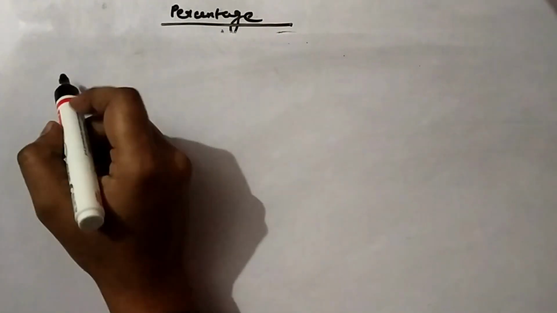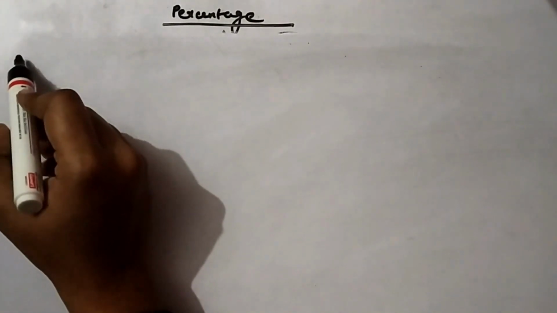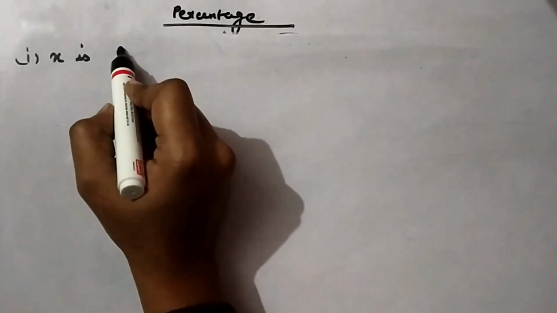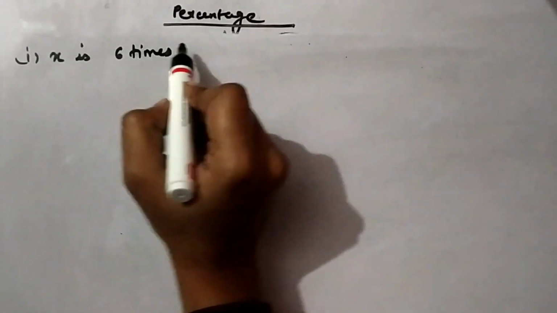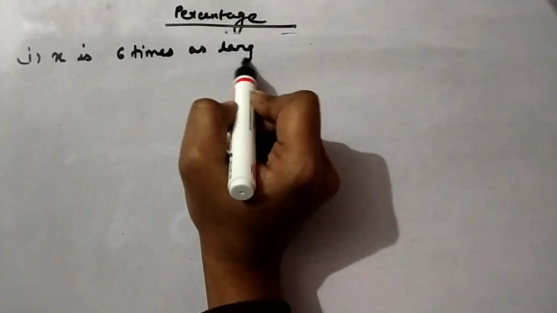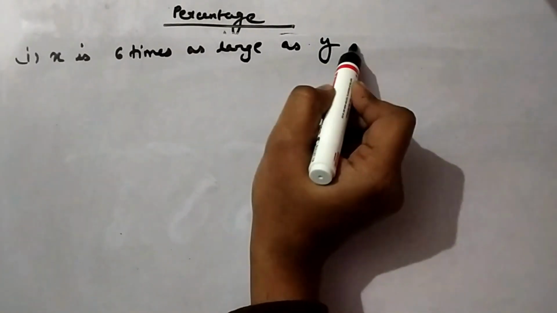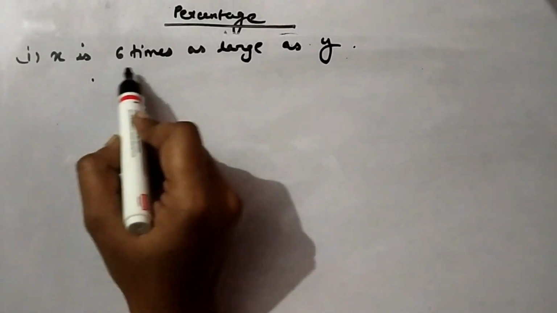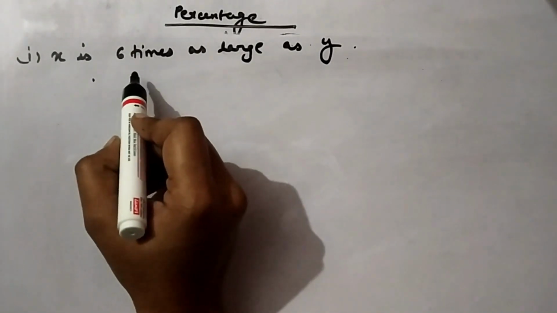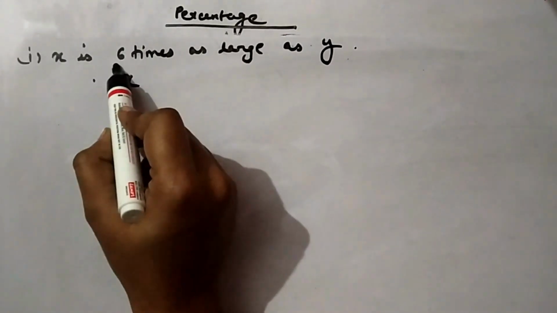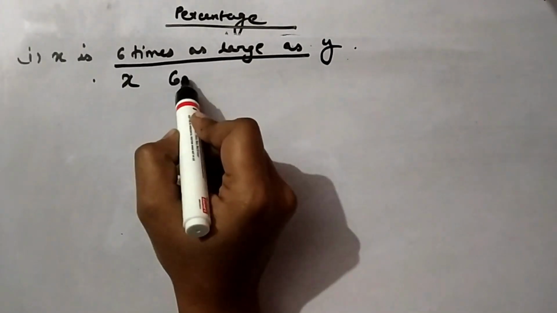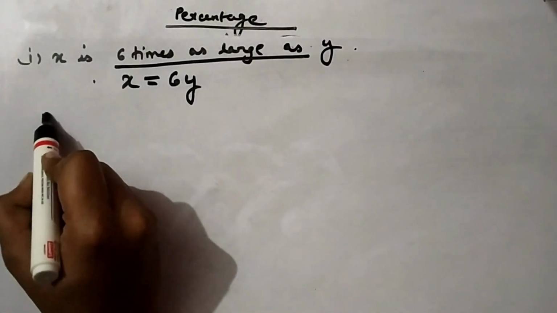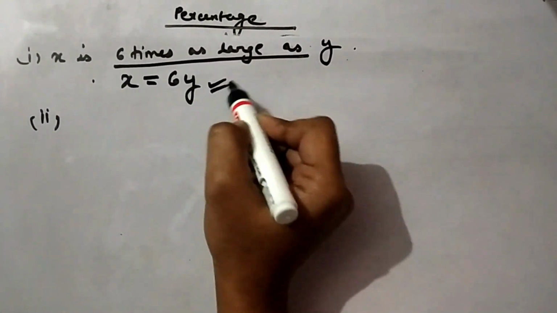Now we have to remember some basic things. First, X is 6 times as large as Y. So X is 6 times as large as Y. What will it become? X is 6 times as large as Y means 6 into Y. So X is equal to 6Y. We have to remember this.